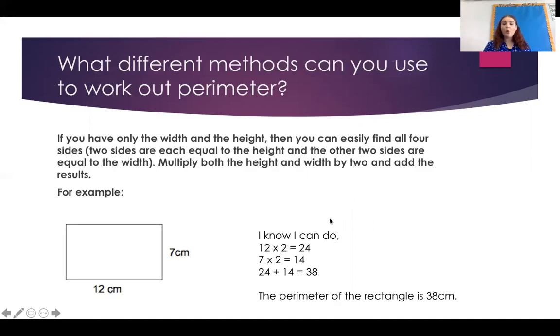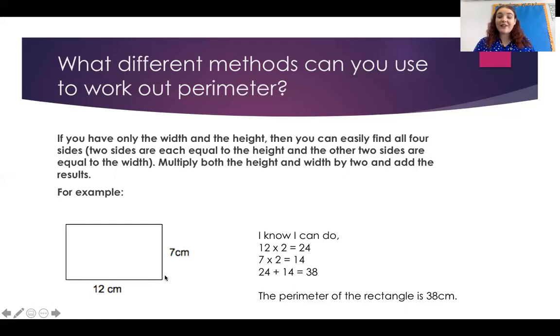So, what different methods can you use to work out the perimeter? If you have only the width and the height, then you can easily find out all 4 sides. 2 sides are each equal to the height, and the other 2 sides are equal to the width. For example, looking at this shape, which is what I have already explained, if the bottom half is 12 centimetres, then we can just times it by 2, because it's 2 lines that are the same length. 12 times by 2 is 24 centimetres.